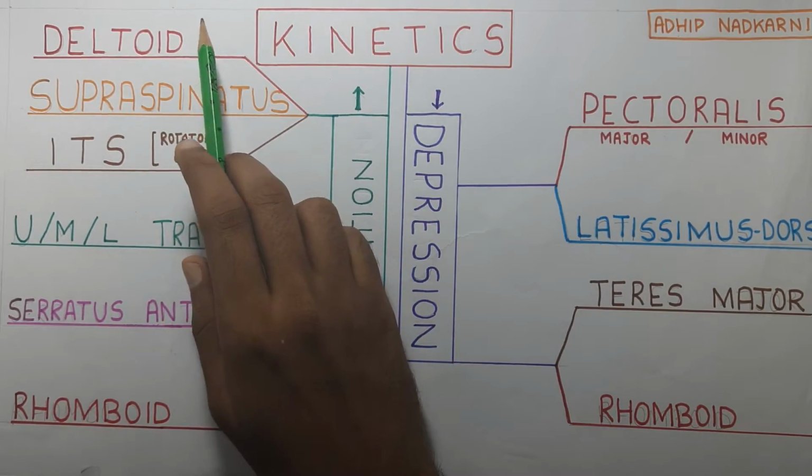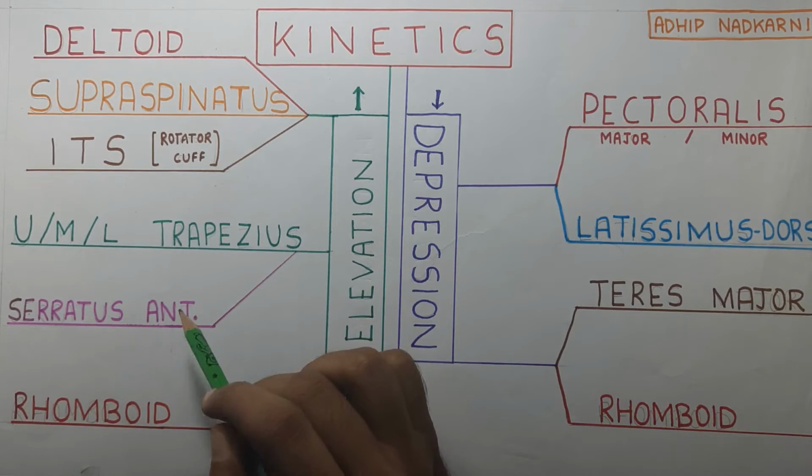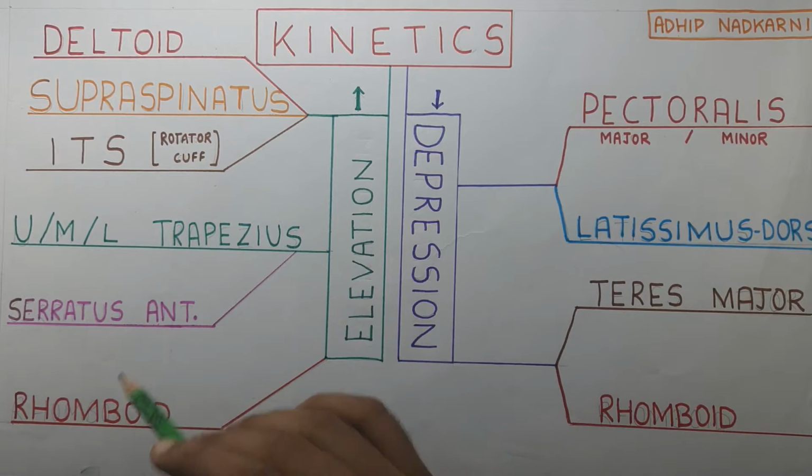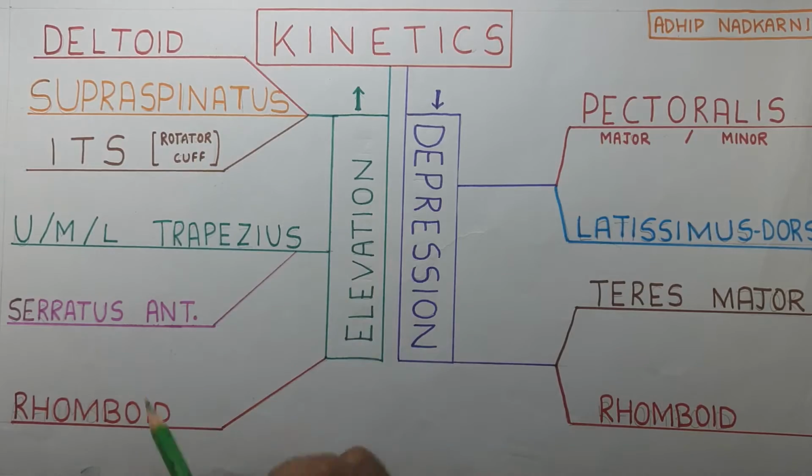We covered deltoid and we also covered upper, middle and lower trapezius along with serratus anterior, right? That is the upward rotators. Now let us move on to supraspinatus and ITS, and then rhomboid.